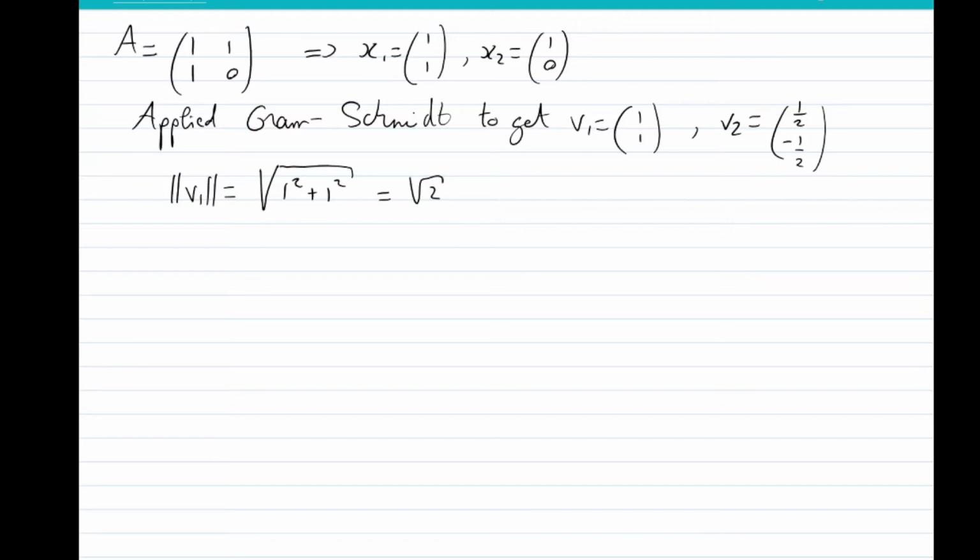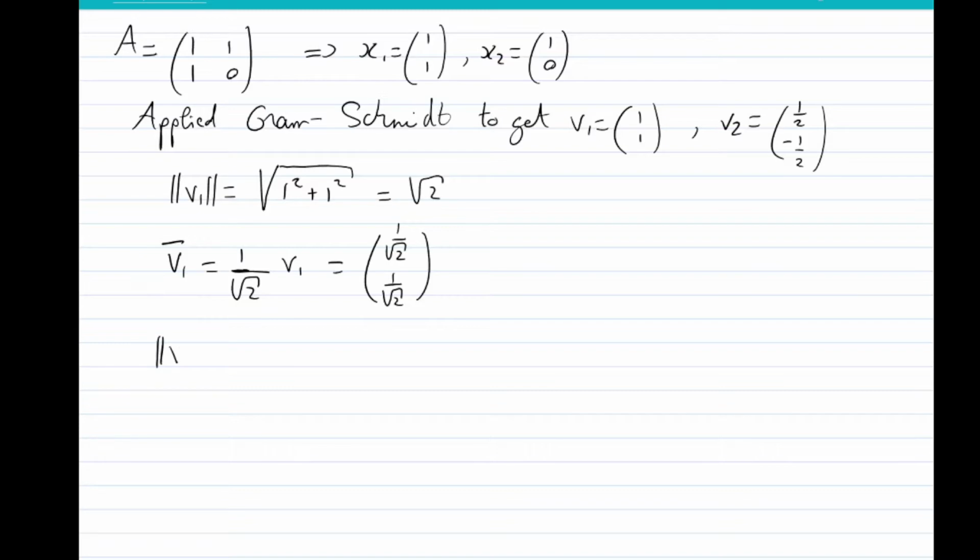So how do I normalize V1? Well, let's call it V1 bar, for instance. I simply need to divide by the norm. So this is 1 over square root 2 times V1. That means my normalized vector V1 bar is 1 over square root 2, 1 over square root 2.